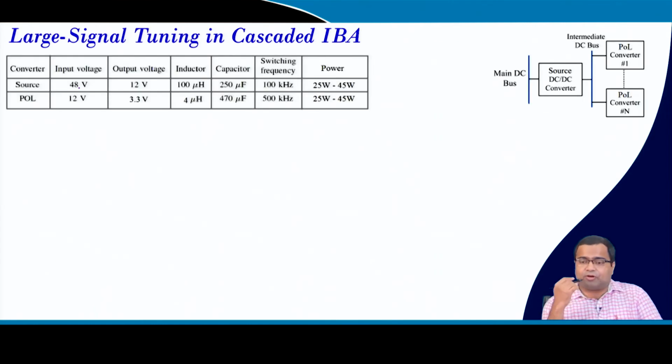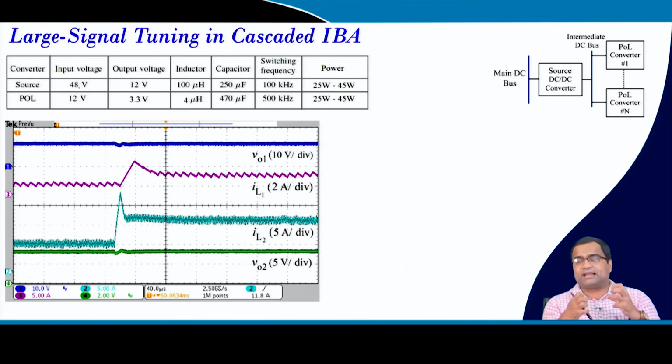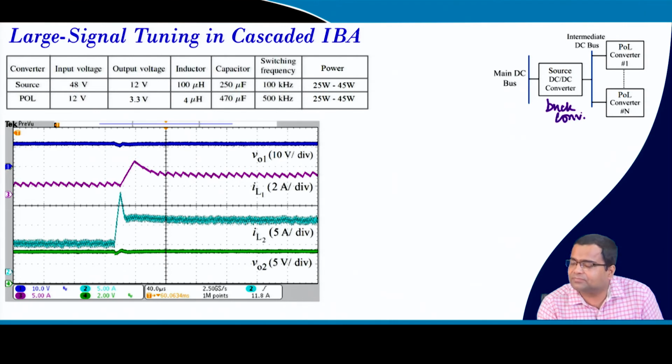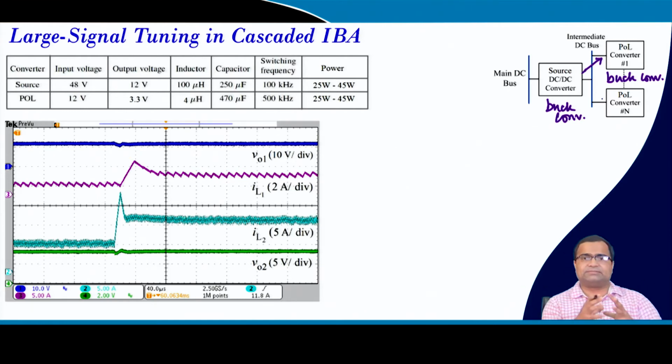The large signal tuning we also applied in cascade, because we discussed if we take 2 stages, here a buck converter, and here also we consider a POL buck converter. So, 2 stages we have considered, only these 2 stages, but there can be n number of stages and this method can be extended. Here this waveform shows the inductor current of the first stage, this waveform shows the inductor current of the second stage, and this is the output voltage of the intermediate bus, and this is the output voltage of the POL, that means where it is connected to the load.